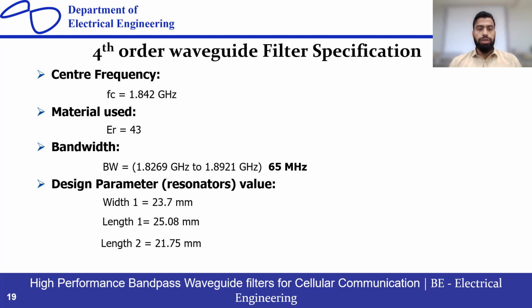And the last one is the design parameter resonator value. The width is, as I discussed previously as well, uniform across the filter. So the width for this filter is 23.7 millimeter, and the length for the first and fourth resonator is 25.08 millimeter, while the length for the second and the third resonator is 21.75 millimeter.